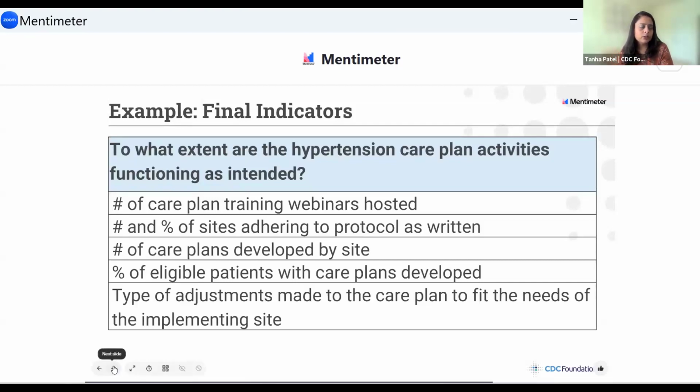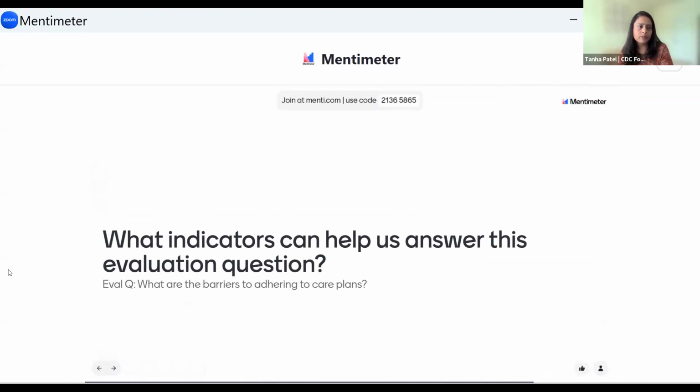So continuing to the next slide, this particular question is, what are the barriers to adhering to care plans? So what indicators do you think we can use to answer this question? And if you don't see this particular question, you may have a purple bar at the top that says skip ahead. Feel free to click on that and it'll bring you back to the question on the slide.